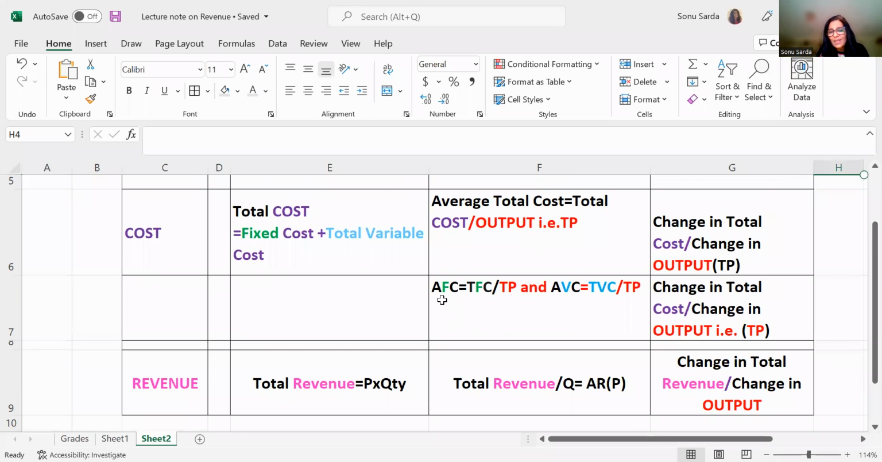Now, if you look at this average, this is average fixed cost. And if you really look at it very carefully, average fixed cost is the cost that I incur on my fixed inputs, you could say, per unit of my output. So it's the total fixed cost divided by the output. Again, this is the same Q or TP or output. Either way you can remember it. It's the same idea. Average variable cost is the total variable cost divided by, again, the output.